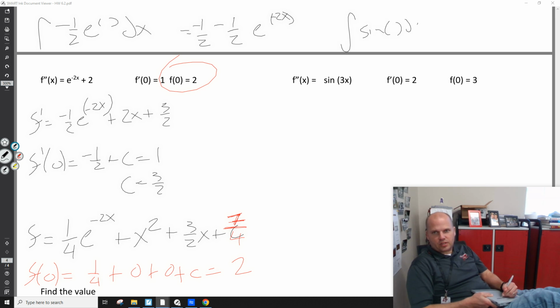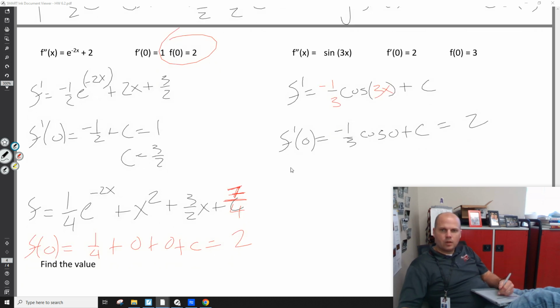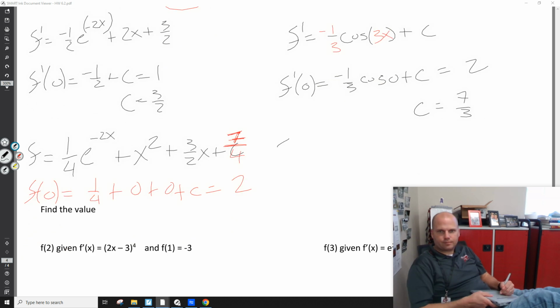Sine parentheses, antiderivative is negative cosine parentheses. Okay, so going backwards one step, I got negative cos parentheses plus c. Undo the derivative of the inside. That negative stays, I just turn this into a fraction. F prime of 0 equals negative 1/3 cosine 0 plus c, which has to equal 2. C has to be 7/3. Great.